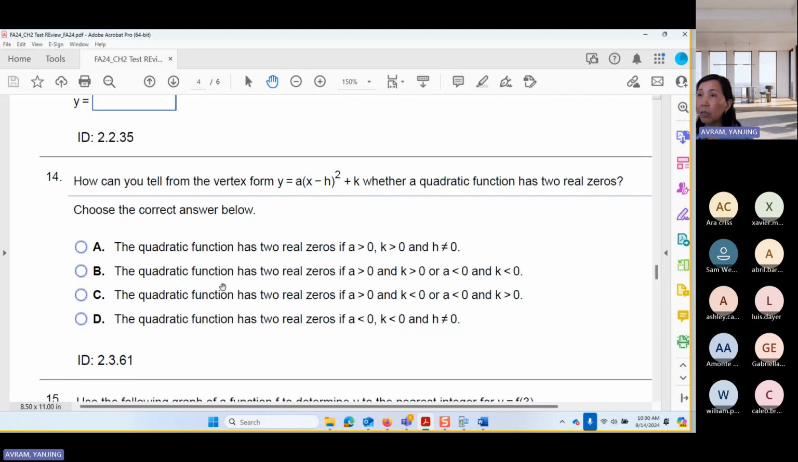Okay, let's look at B. Quadratic function, if a is greater than 0, that means facing up, right? And k is greater than 0. All right, and a is less than 0, that means facing down. K is less than 0. Well, this one, I think, if you have h equal to 0, right? So I think this one didn't specify h, okay?